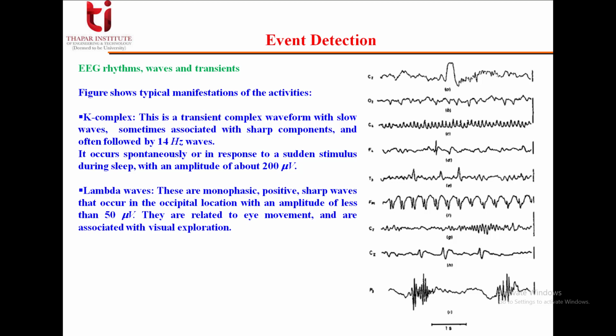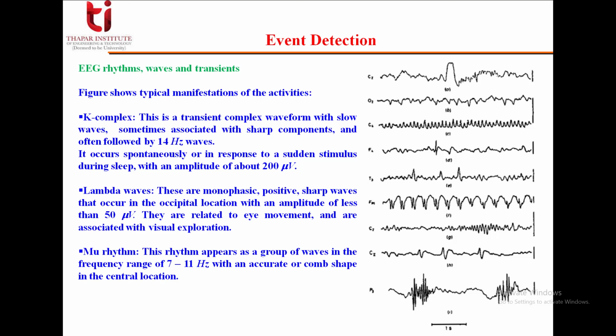Then we have lambda waves. These are monophasic, positive, sharp waves that occur in the occipital location with an amplitude of less than 50 microvolts. They are related to eye movement and are associated with visual exploration.